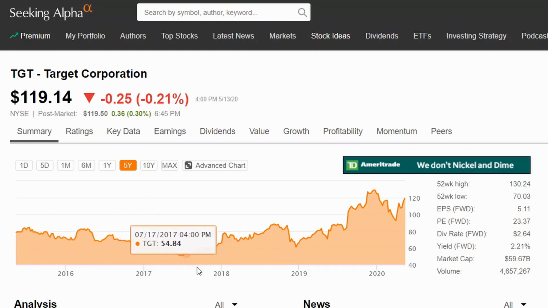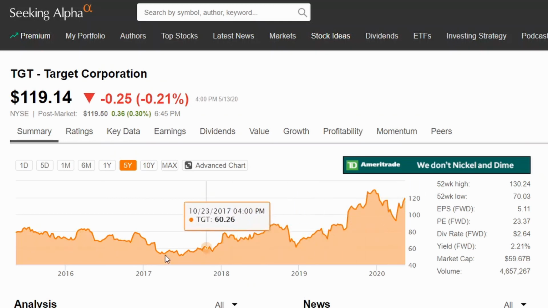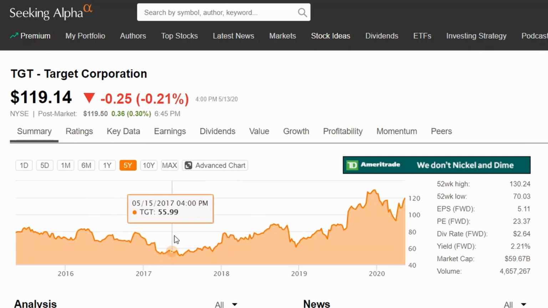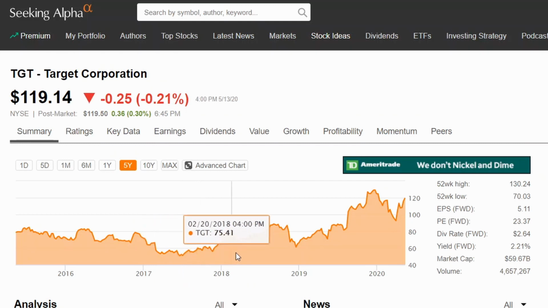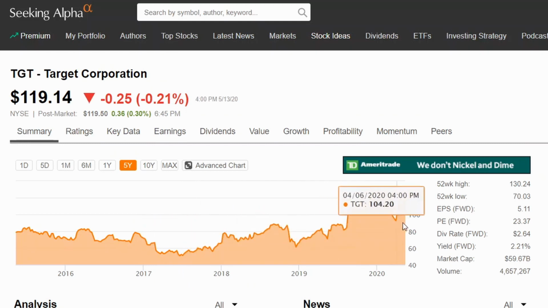So here's the stock, and again, we're going to be looking at the dividend yield and how the yield goes up and down. But before we even look at that, let's look at Target's low. Let's see where it was at its lowest in the past 5 years. Right about here. So in the month of July 2017, Target was $51. Ever since, it's been on a really nice upward trend. It's more than doubled in the past couple of years.